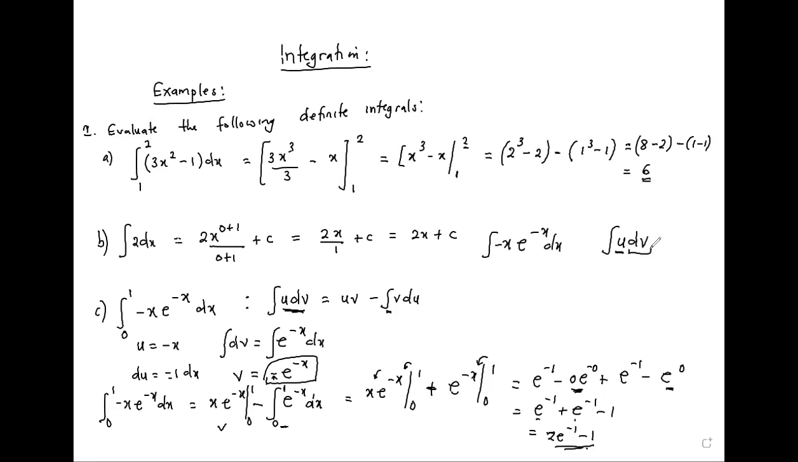If you can do the integration of dv, it will give you v. If you can do the differentiation of u, it will give you du. Then because you have u dv, when you do the integration and the differentiation of u, you get uv minus the integral of v du. Then you have this one to integrate again.